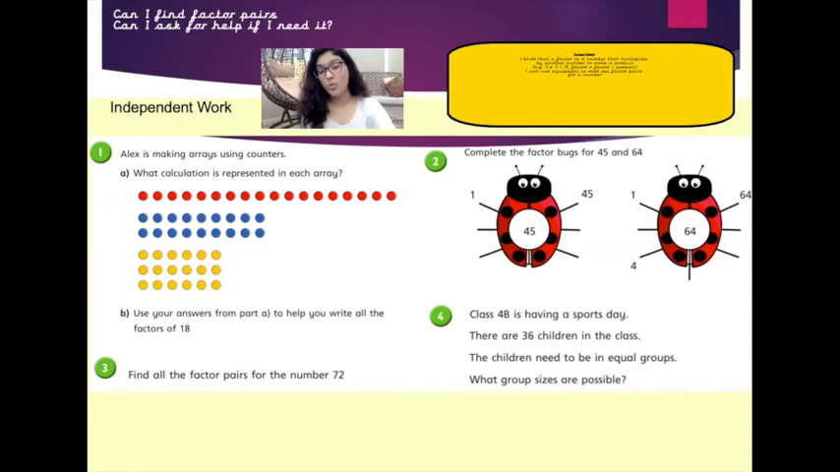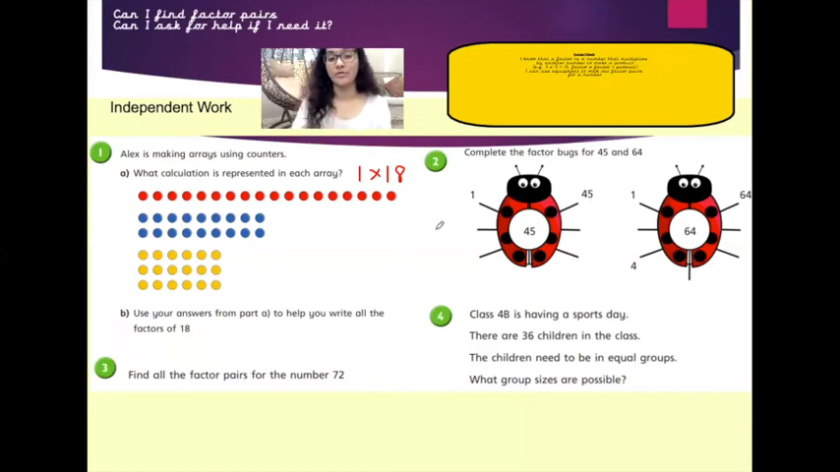You have 4 questions, and you are going to be completing them for me. Now, you may pause the video. So let's go through these together. Number 1, Alex is making arrays using counters. What calculation is represented in each array? So let's break it down per array. What would the array for the red be? If you wrote 1 times 18, well done, you are absolutely correct.